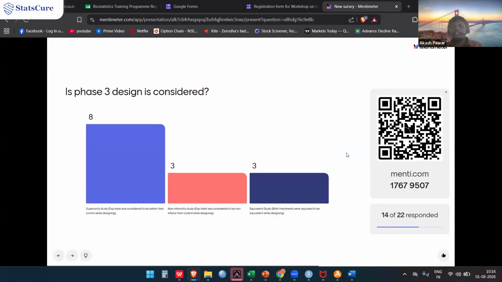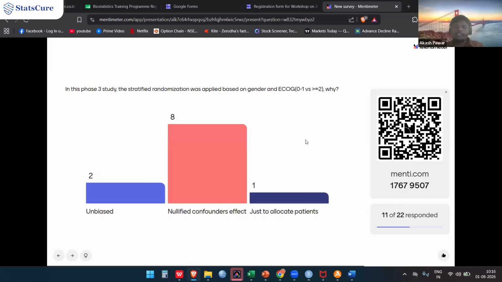When we achieved in phase 2 that the response is better, we already knew the response is going to be better. Now I want to do a phase 3 study where the experimental arm is going to be superior to that of control. So while designing itself, it was considered to be a superiority study. Good, thank you.